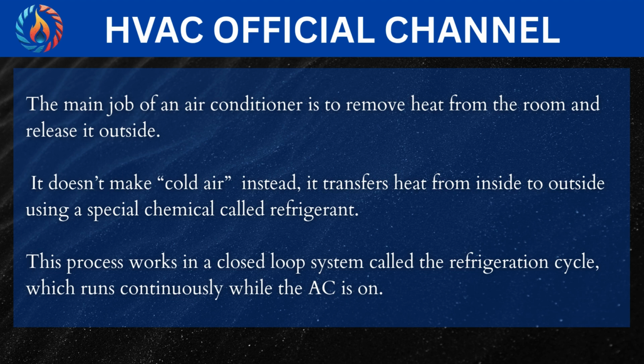The main job of an air conditioner is to remove heat from the room and release it outside. It doesn't make cold air instead. It transfers heat from inside to outside using a special chemical called refrigerant. This process works in a closed-loop system called the refrigeration cycle, which runs continuously while the AC is on.